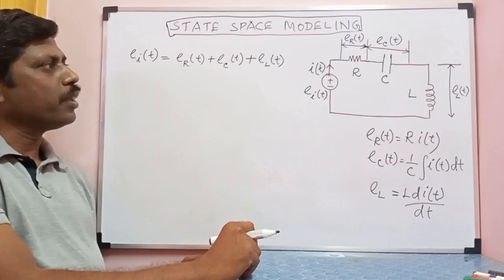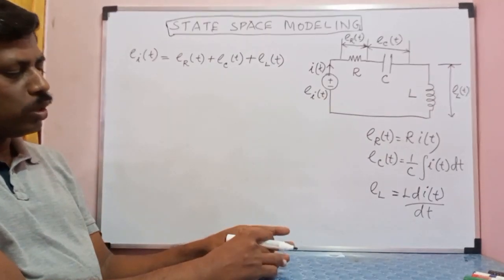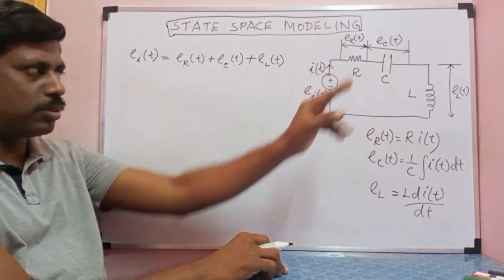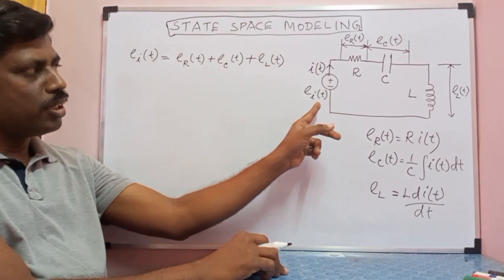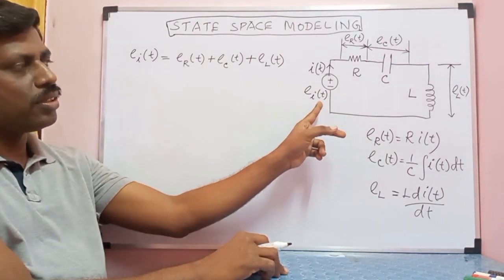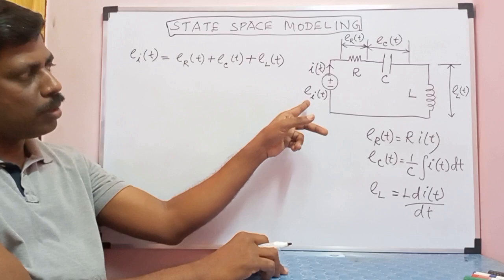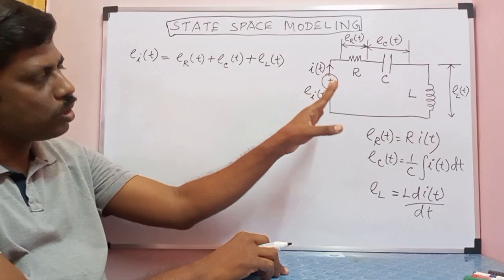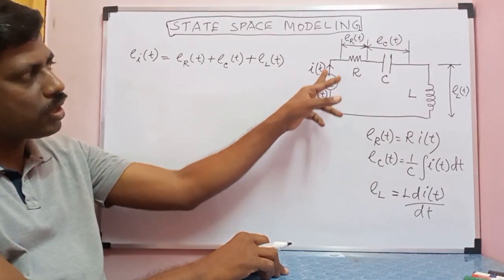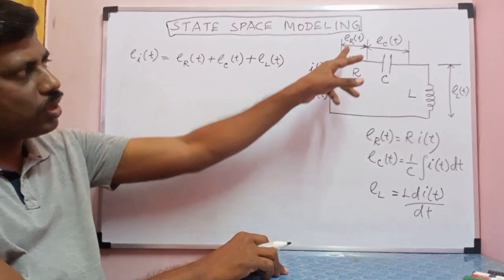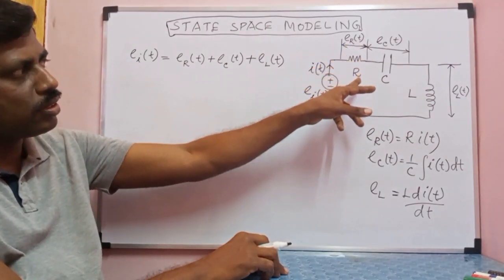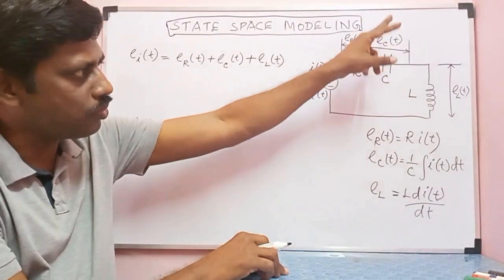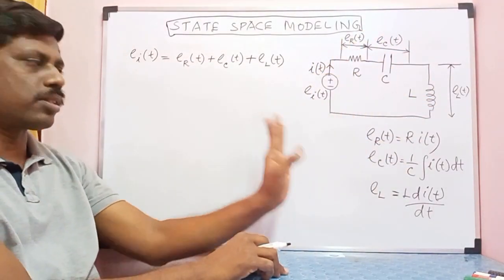principle. For that, I have taken a very well-known and familiar electrical system, which is nothing but an RLC series circuit. The input to this circuit is EI of t. It is a voltage source. If I apply this voltage source EI of t to this electrical system, what will happen? I of t will try to vary, and because of this variation, ER of t, that is the voltage drop across the resistance, will start varying.